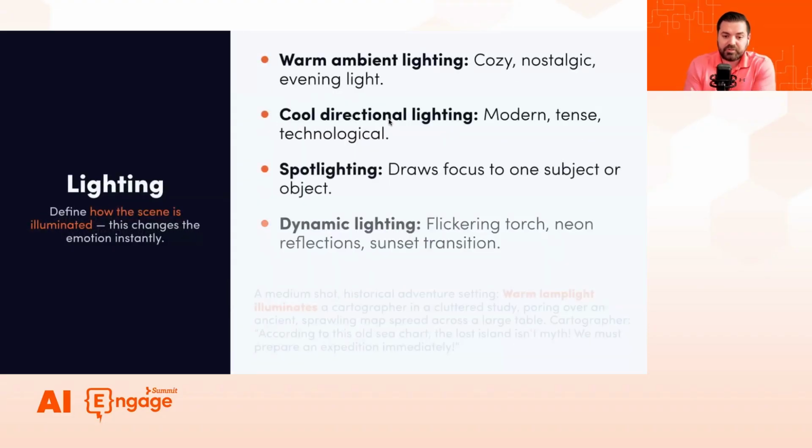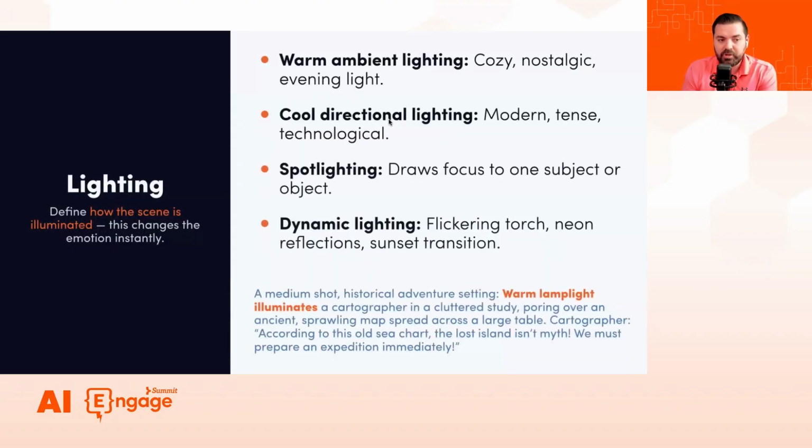All right, let's move to the next one, lighting. This is super important because lighting can affect not just the mood of the scene, but also the message, and the character's mood, and some of the other things that perhaps you might not want to put in there. The lighting defines how the scene is illuminated, and it changes the emotion instantly. So that's what we're working on.